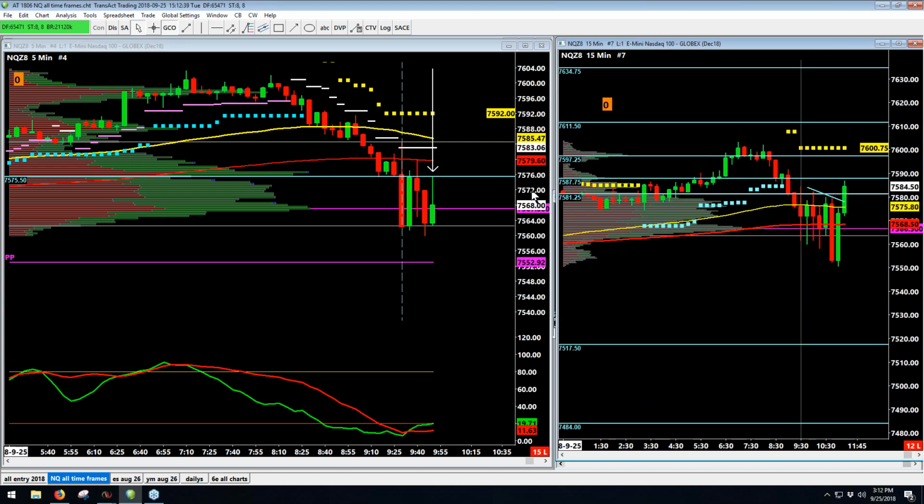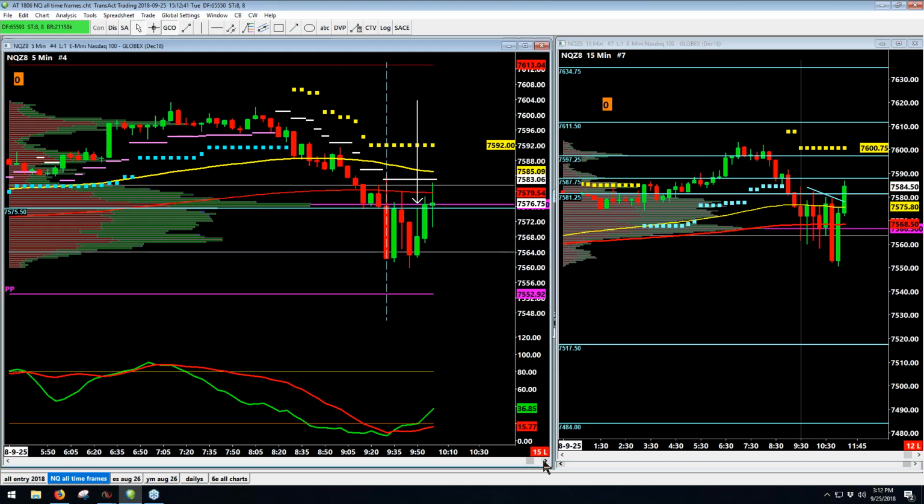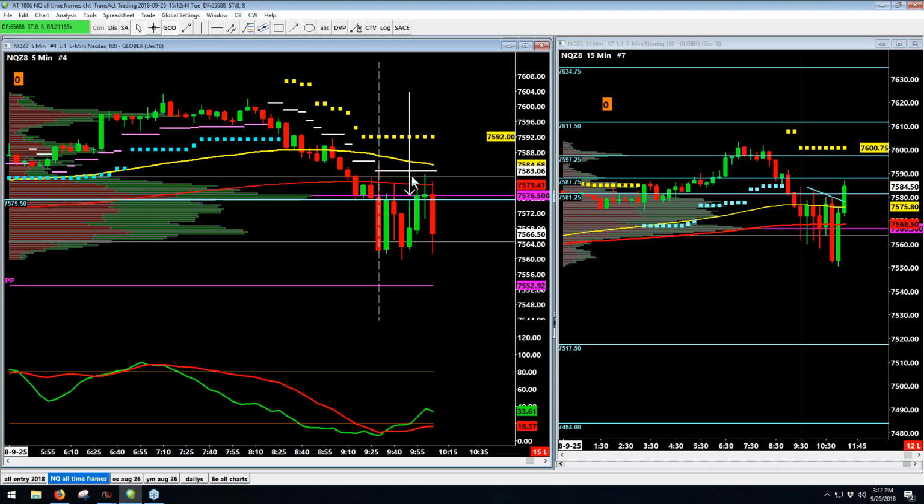So, if you take it into news, it looks like it works out. It actually trades up to that next high volume area. So it works out fine.